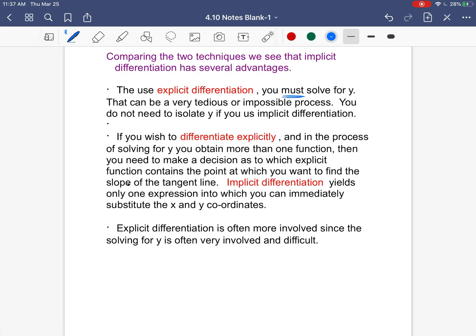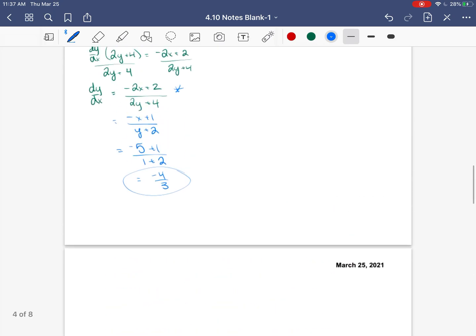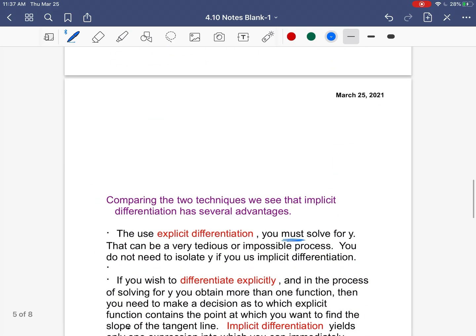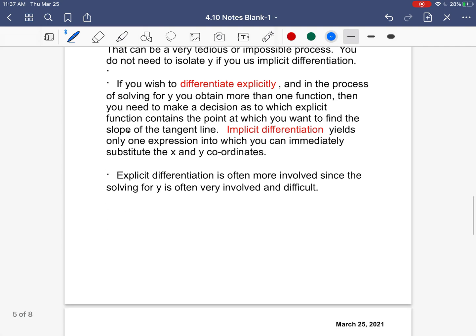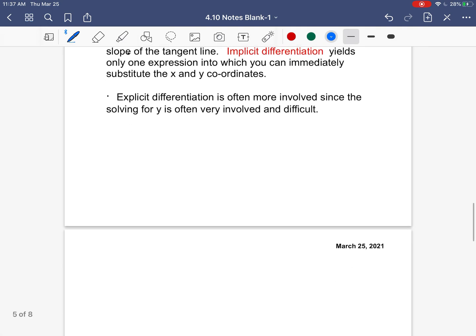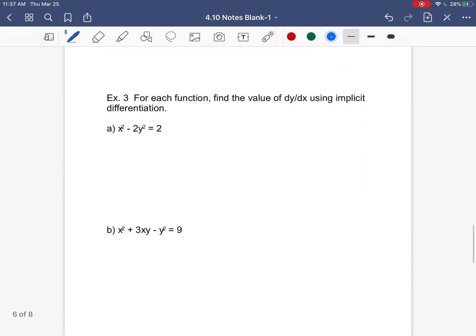Implicit differentiation yields only one expression which you can sub your x and y coordinates into. So notice when we did our big thing, we ended up with two different ones. So we'd have to figure out, okay, what function is the point 5 going to be in? So explicit differentiation is often more involved since solving for y is very involved and difficult.